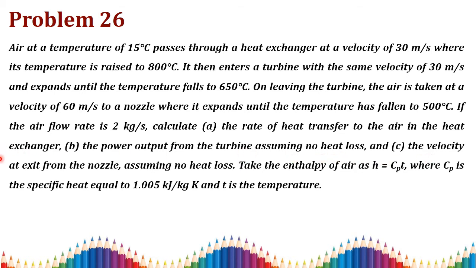Then the velocity at the exit from the nozzle. The velocity at the exit of the nozzle is C4, because the nozzle is between 3 and 4. C3 is given, so we need to find C4. Here also we assume there is no heat loss, so dq by d tau is 0. Then take the enthalpy of the air as h equals Cp T, where Cp is the specific heat, whose value is given, and T is the corresponding temperature given in the problem.